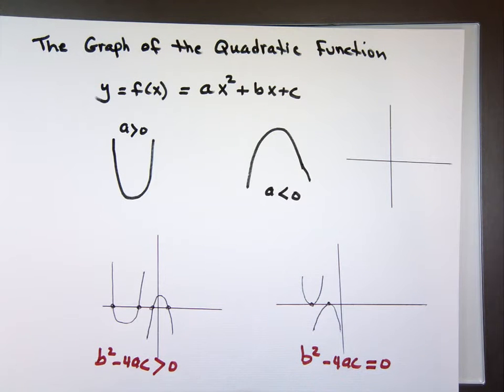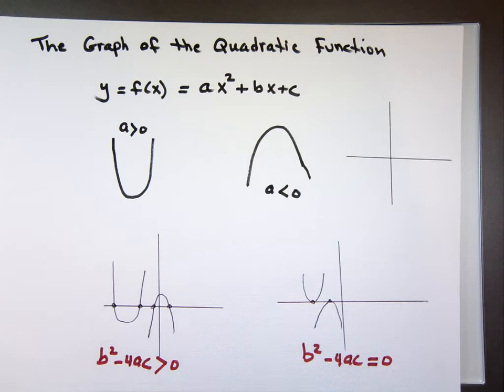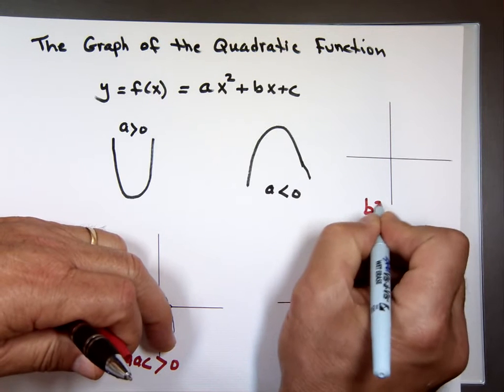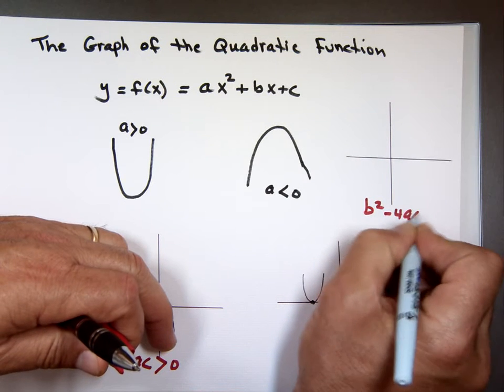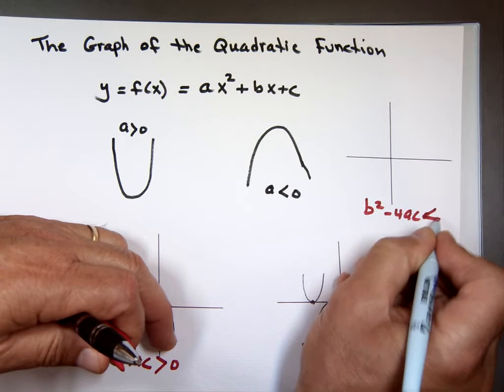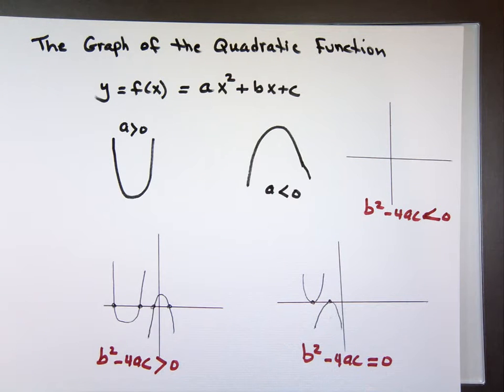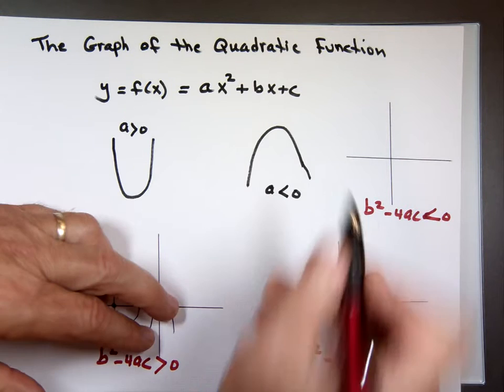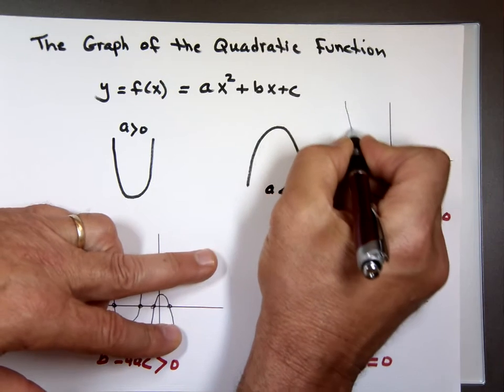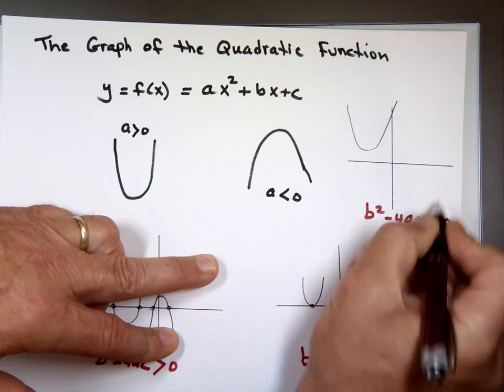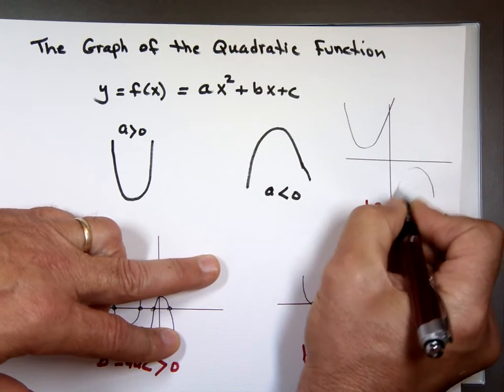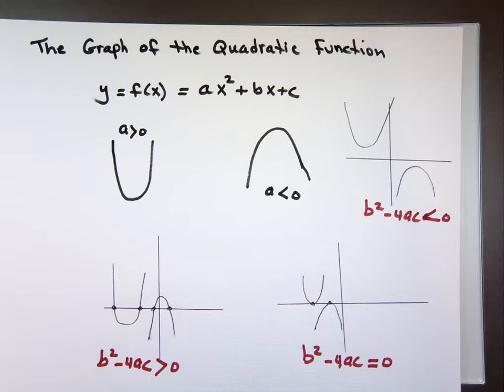From the previous video we talked about these. And this one is when b squared minus 4ac is less than 0, not equal, less than 0. When it's less than 0, that means there's no real solution. They'll never actually cross the x-axis. So the graph might look like this, or it might look like this. Notice it doesn't cross the x-axis. That's why you have no solution.